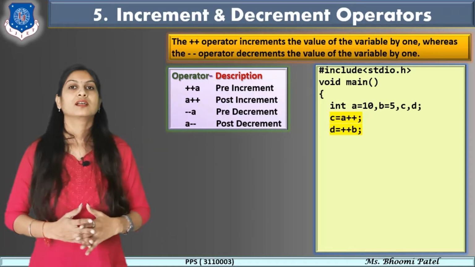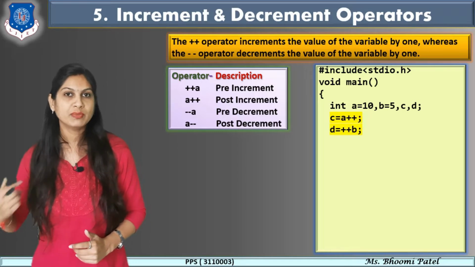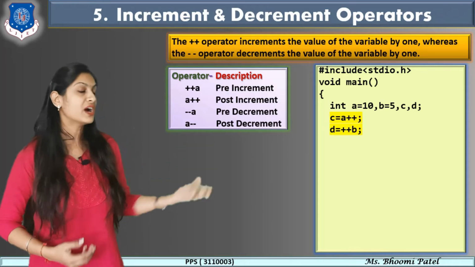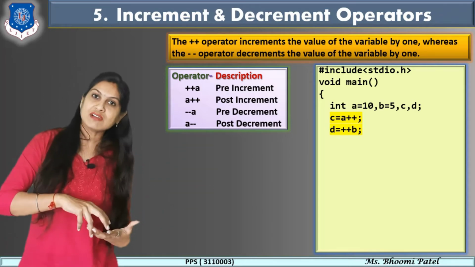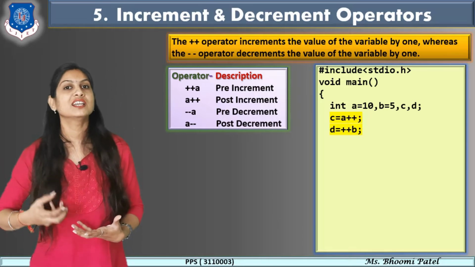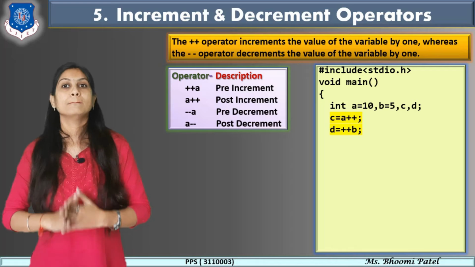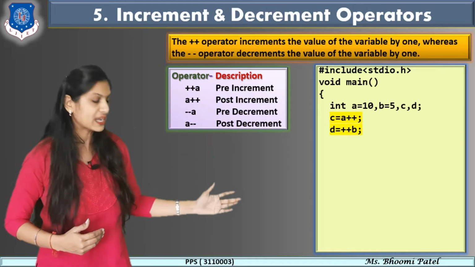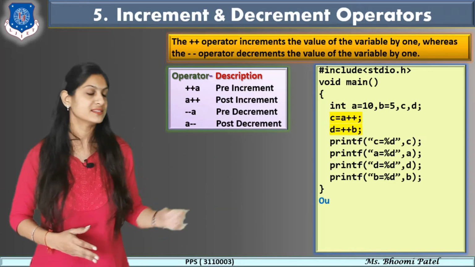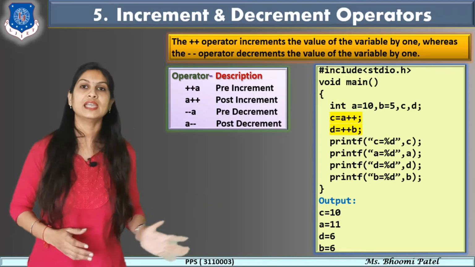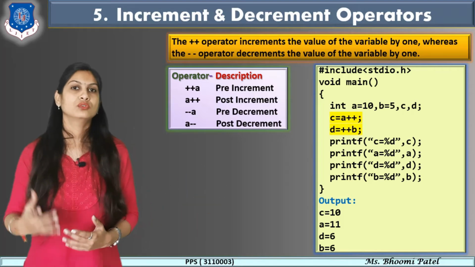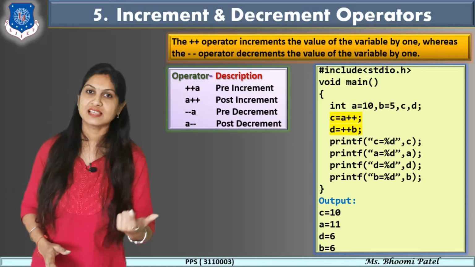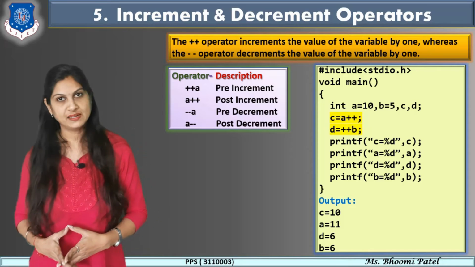Now in the next case, suppose I am writing d equals plus plus b, then it is not a post increment, now it is pre-increment, means first we have to increase the value, then assign the value to the variable as well as its own value. So in this case b becomes 6 and also d becomes 6. So here you can see the output of all the variables, that is c 10, then a 11, d and b both are 6. Now the same principles you can apply for a decrement operator also, only you have to change the sign. Instead of plus plus you have to put minus minus.